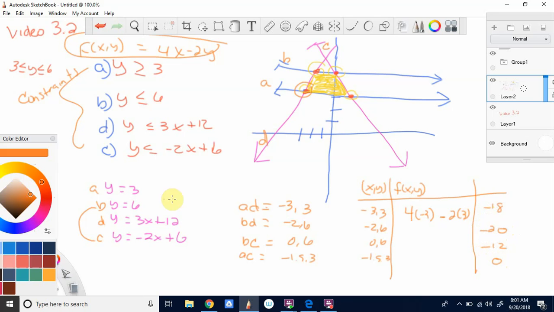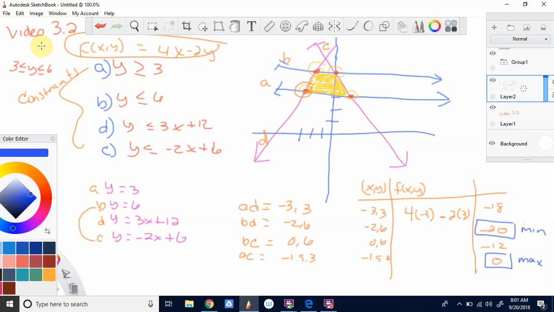So what is my largest number? If you look at these numbers, you have to know how to read a number line. So this is going to be our maximum, and this is our smallest number, so this is going to be our minimum. So that's simply what we do with linear programming.